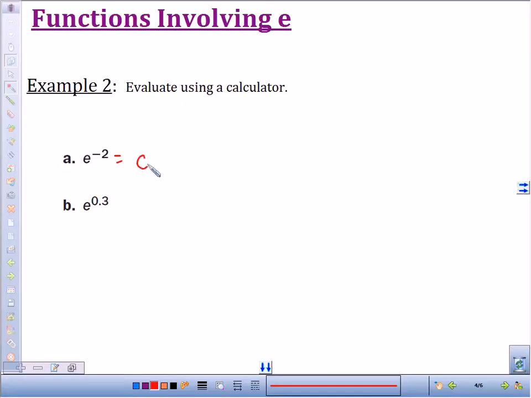I think 3 decimal places is nice. We don't need to go with 4. That might be a few too many. 2 is probably a few too few. So e to the negative second is about 0.135.